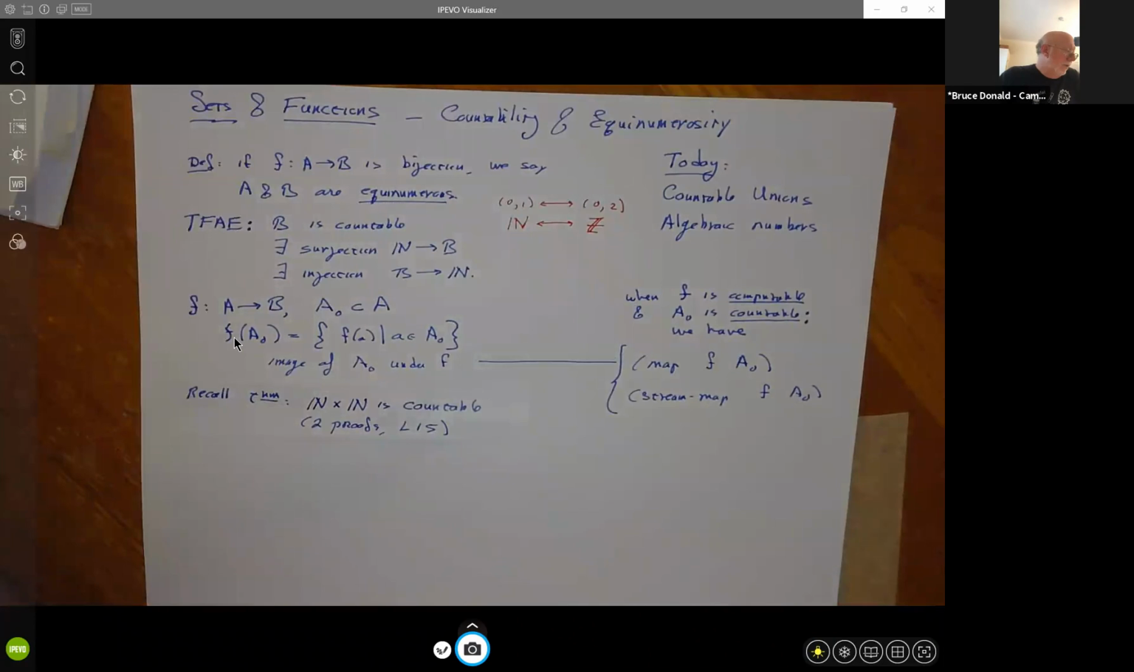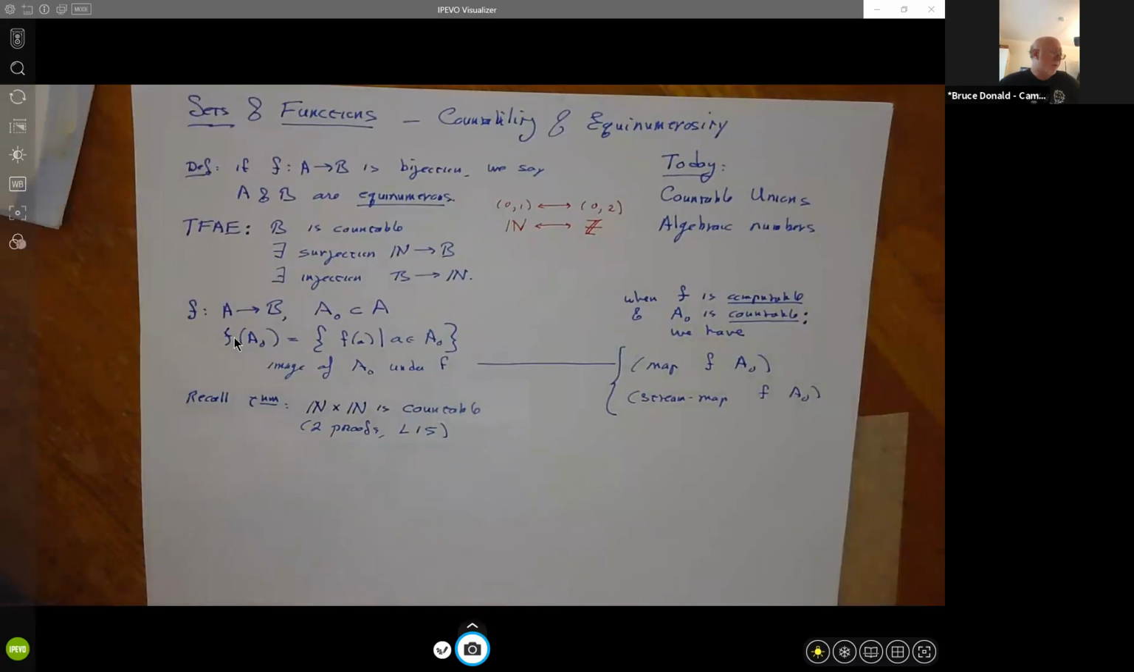Remember we proved an interesting theorem before. We actually gave two proofs that the natural numbers squared, the Cartesian product N cross N, is countable. That will be a crucial thing that we will build on today. We need that as a lemma. Again, what I want to talk about today is infinite unions, even countable unions of sets. And I want to answer this question about the algebraic numbers.